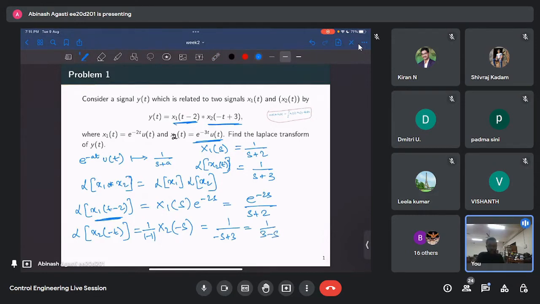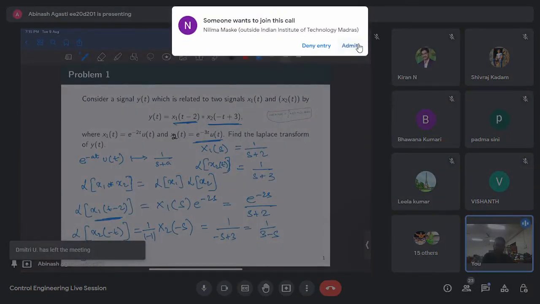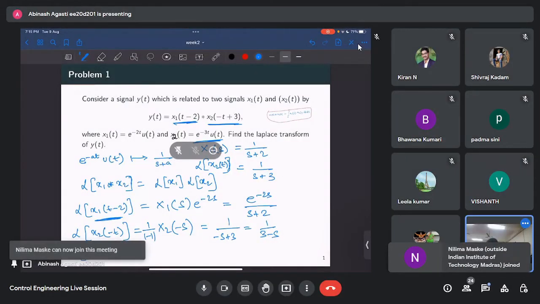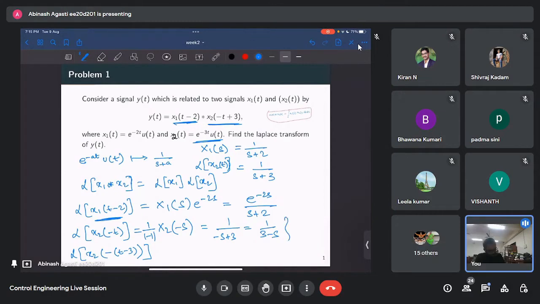Now next step is we are time shifting this signal. That is, we want to find out L of x2 of minus t minus 3, right? Because we have minus t plus 3. So this is again just a time shifting thing. With this Laplace transform, we'll only multiply e to the power minus 3s. That is e to the power minus 3s by 3 minus s.